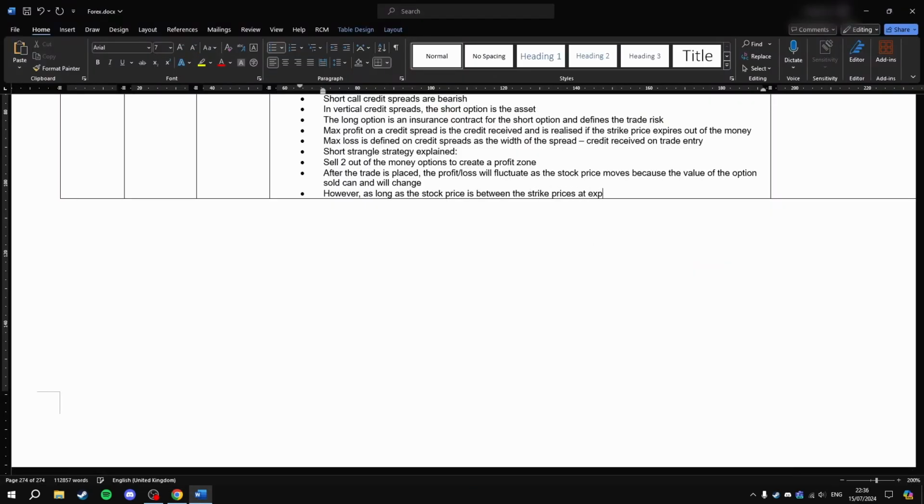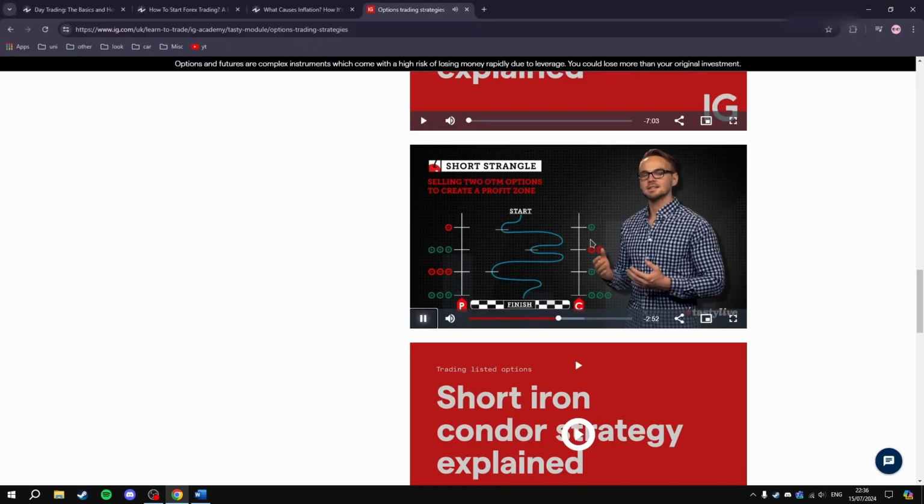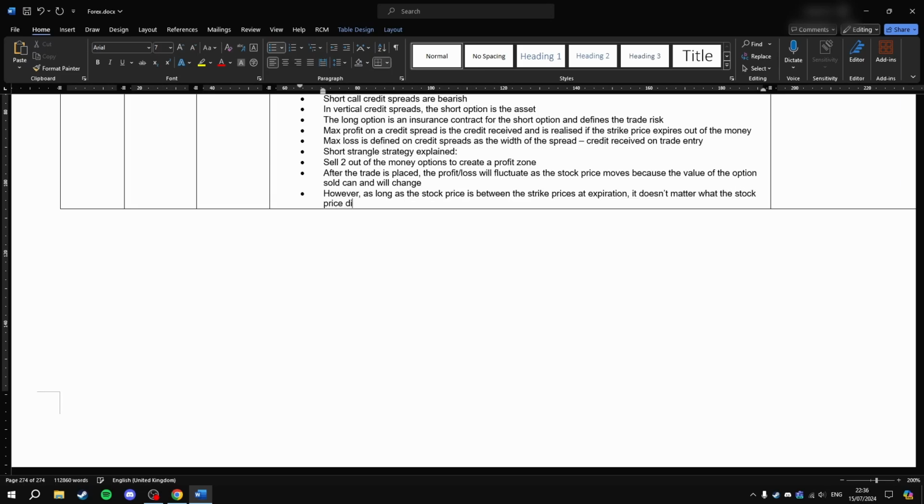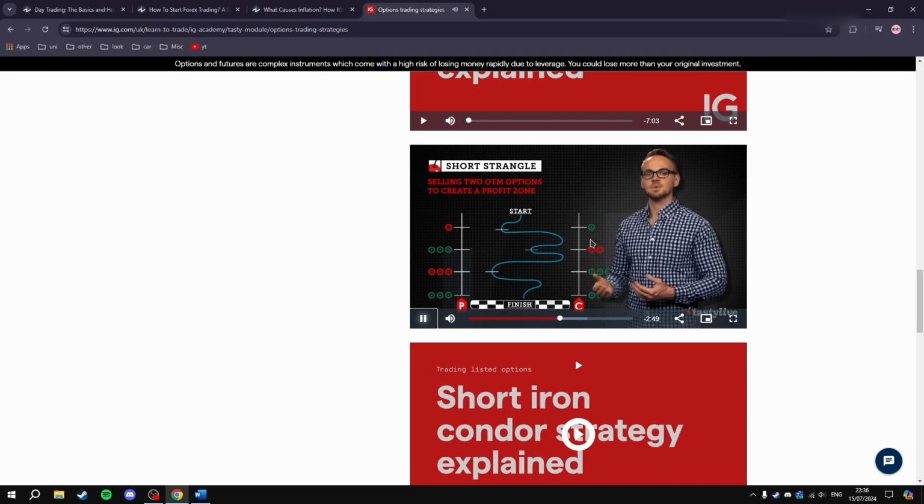it doesn't matter what the stock price did to get there. Our options will expire worthless and will be fully profitable on the trade.